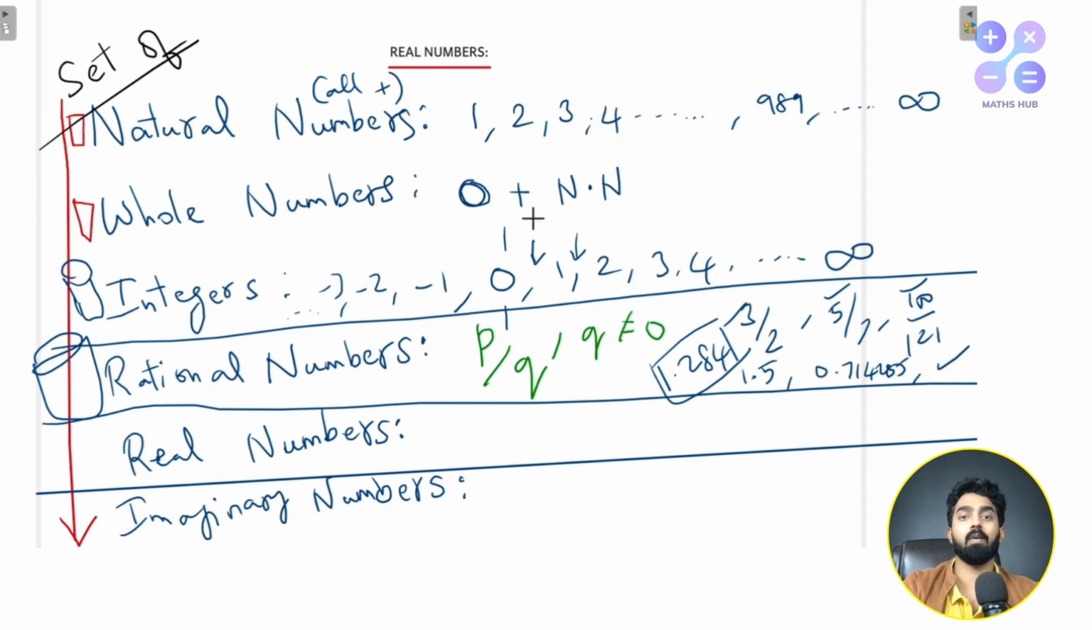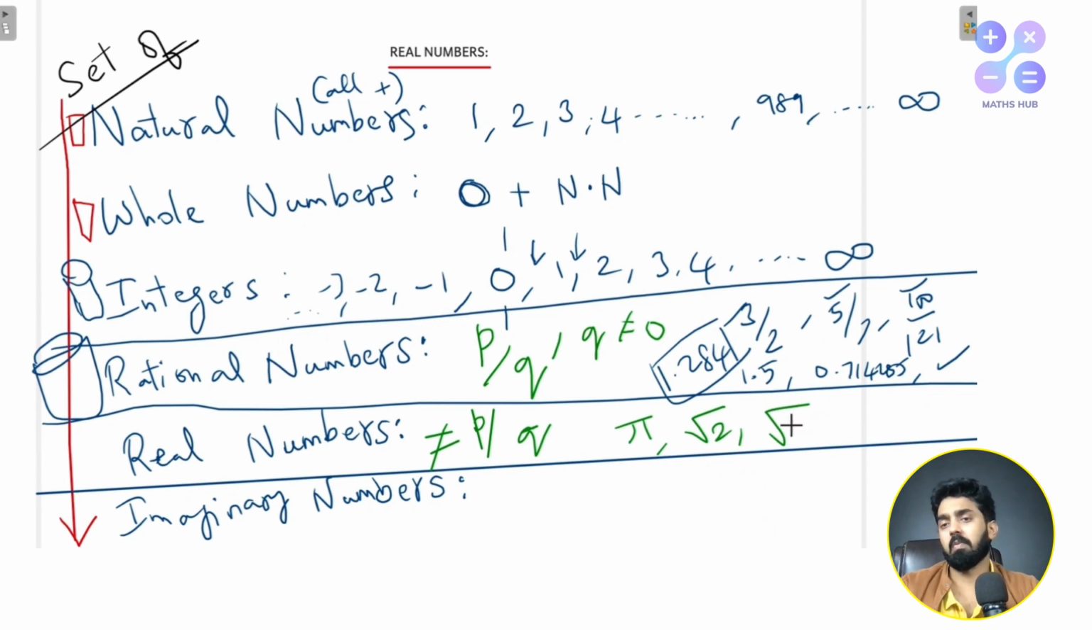We also already said that imagine all the numbers between 1 and 2 and 2 and 3, and all of them are part of rational numbers. But there are a lot of numbers which cannot be expressed as p by q, where both p and q are integers. So for example, a number like pi, you cannot write pi in p by q format with two integers. Or a number like root 2, or a number like root 10.